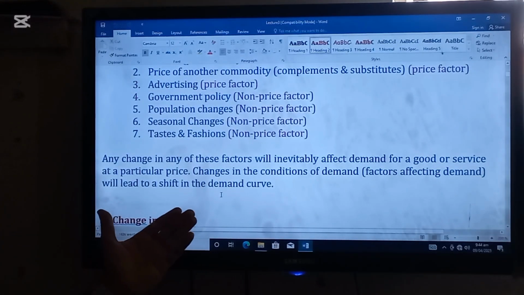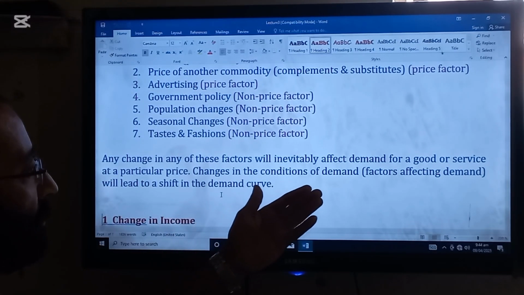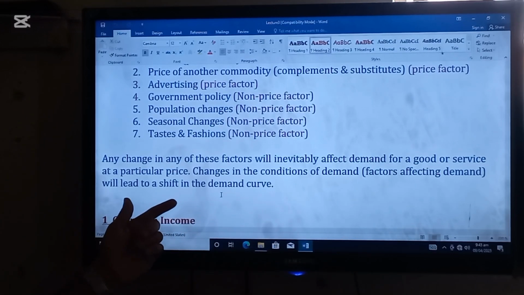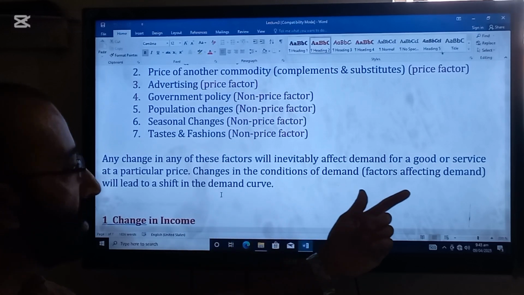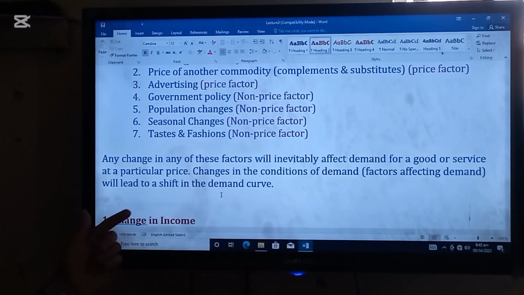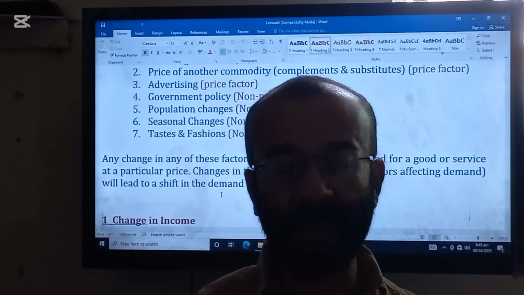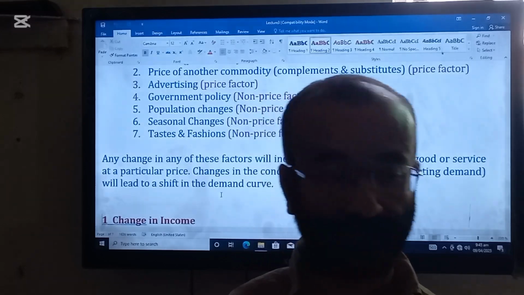Any change in any of these factors will inevitably affect demand for a good or service at a particular price. Changes in the conditions of the demand, that is factors affecting demand, will lead to a shift in the demand curve. And now we will discuss one by one the factors in detail.